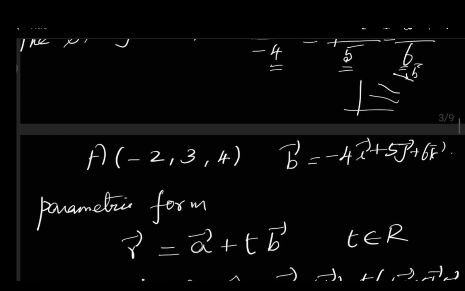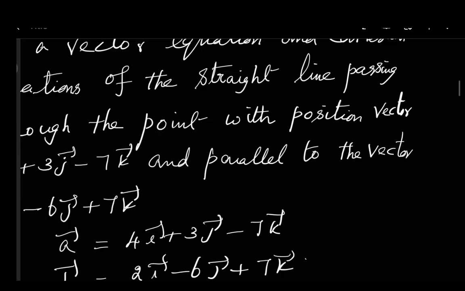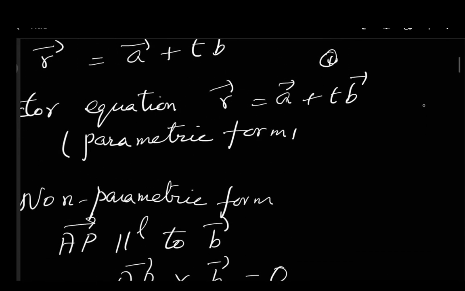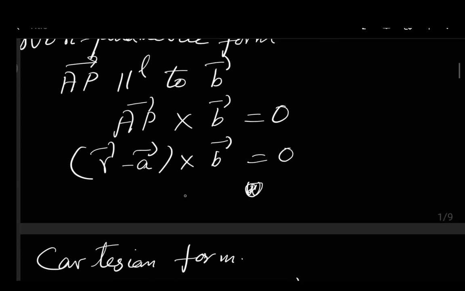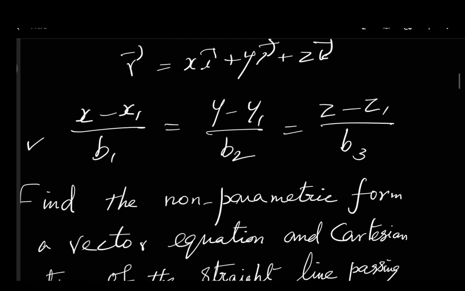So I have done two sums. The same model. Just be thorough with the vector equation in parametric form, non-parametric form, and then Cartesian form. Parametric form: vector a plus t vector b. Then non-parametric form: r minus vector a cross vector b. Cartesian form: x minus x1 by b1, y minus y1 by b2, z minus z1 by b3. So be thorough with this and then you can do the problem.